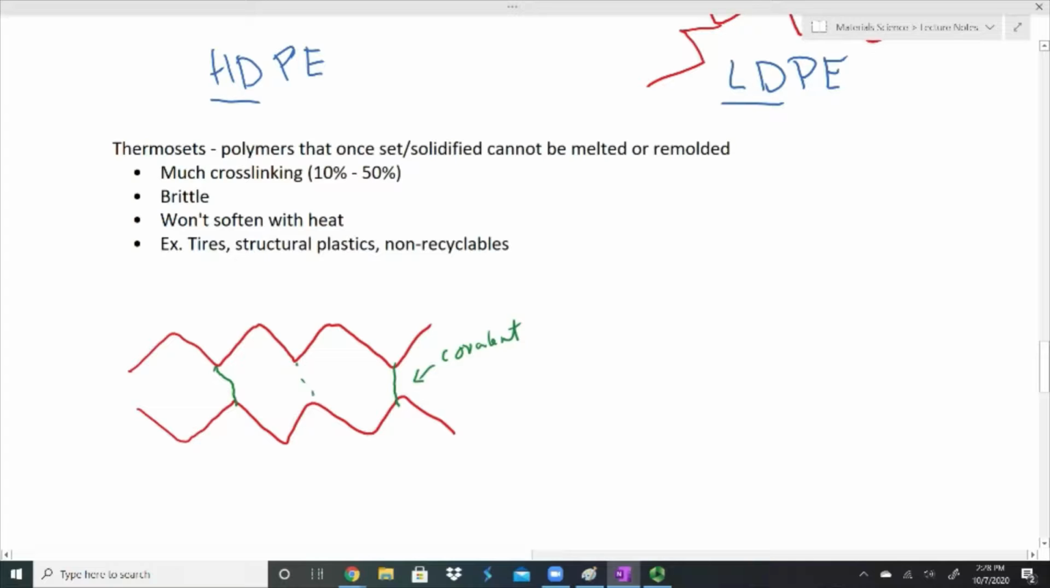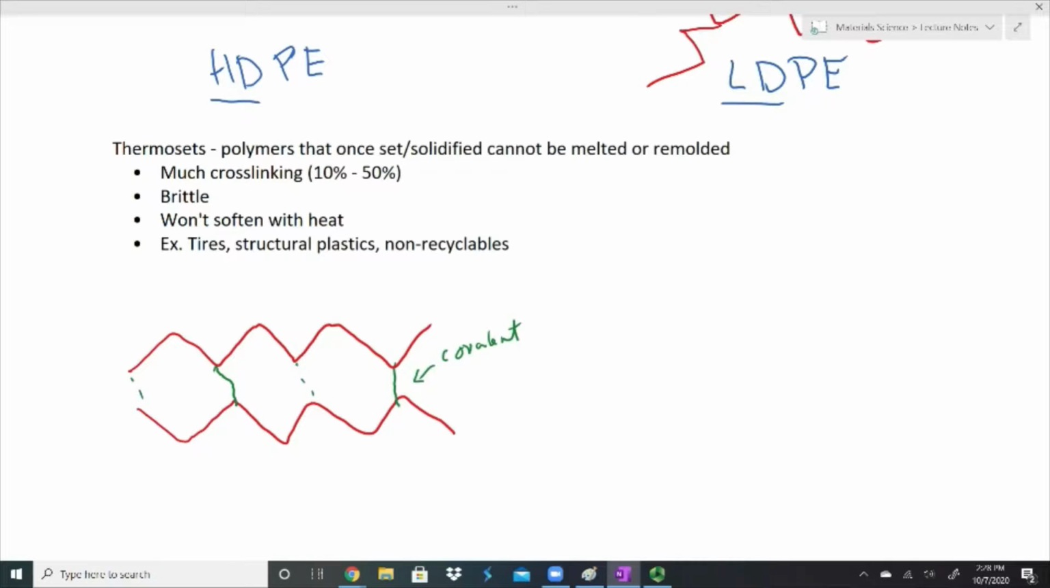There are still going to be some van der Waals forces wherever the covalent bonds don't happen, but these are much, much stronger because we have additional covalent bonds. It also makes them brittle because we can't slide them like we could with the van der Waals. It also means that this is the reason we can't soften them with heat.